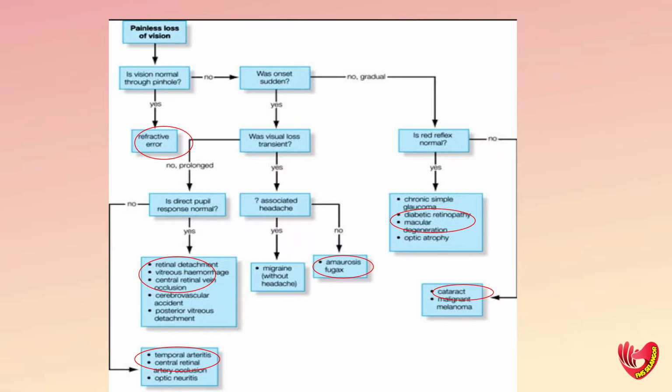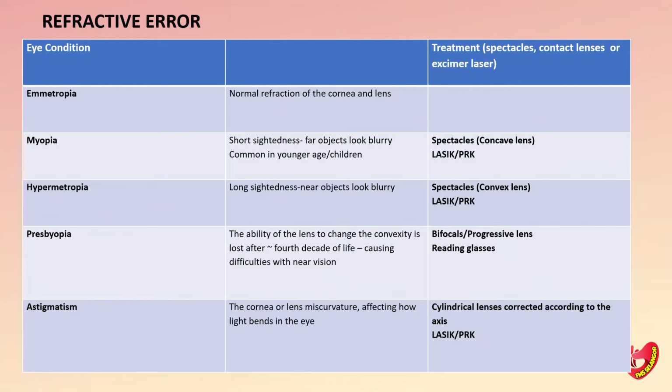This is a flow chart that helps us to get to a diagnosis when patients present with the complaint of painless loss of vision. When someone presents with a loss of vision, it is important to check the vision using Snellen's chart. When vision is normal using a pinhole, then it is more likely to be refractive error.